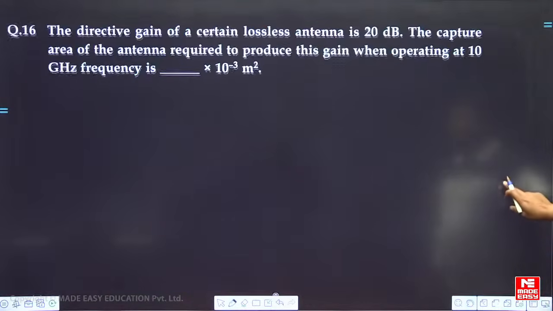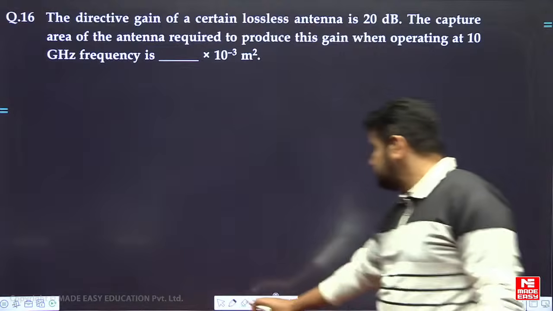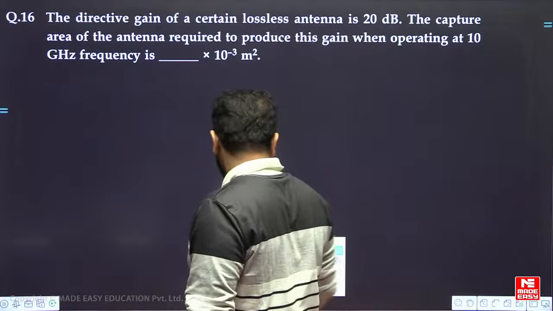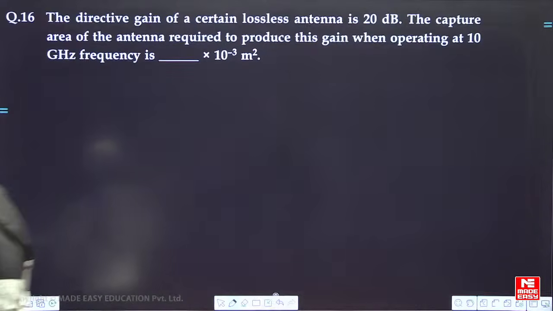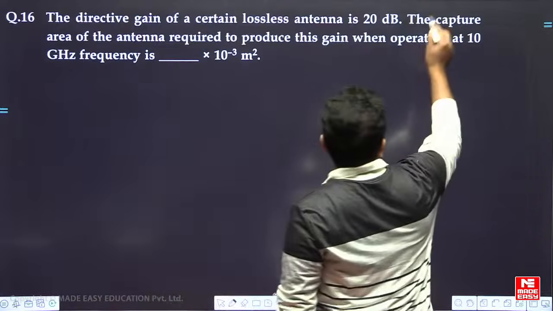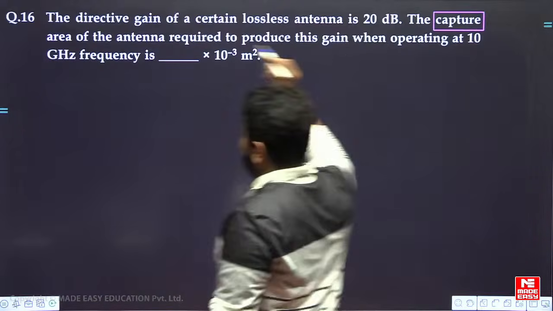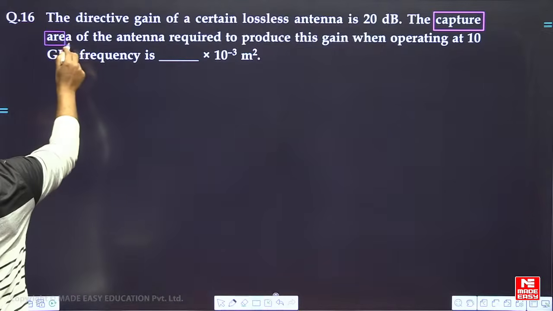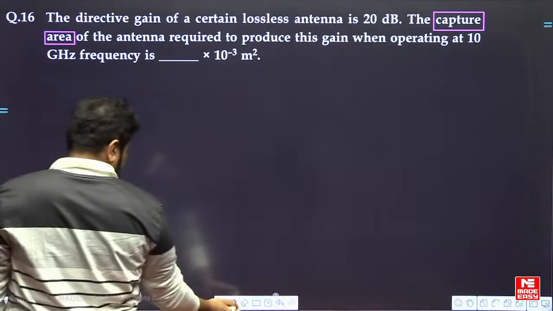Next question, question number 16. The directive gain of a certain lossless antenna is 20 dB. The capture area of the antenna required to produce this gain when operating at 10 gigahertz frequency is how much? They are asking basically what is the capture area. This capture area is nothing but the effective area only, right. So they are asking what is the effective area.